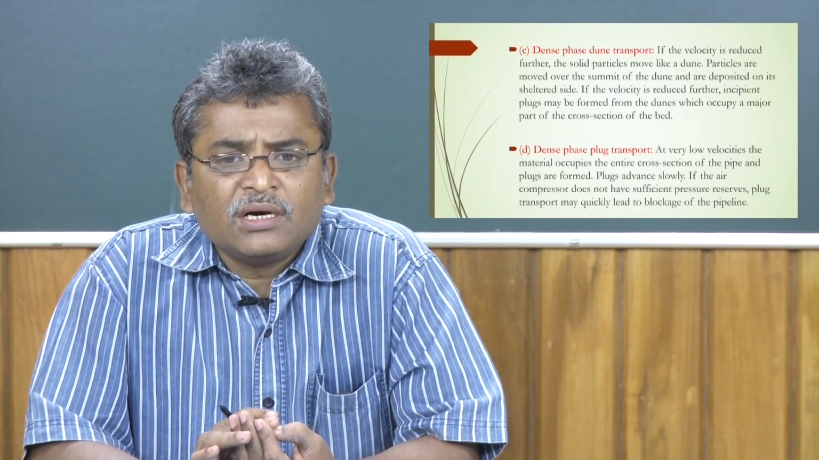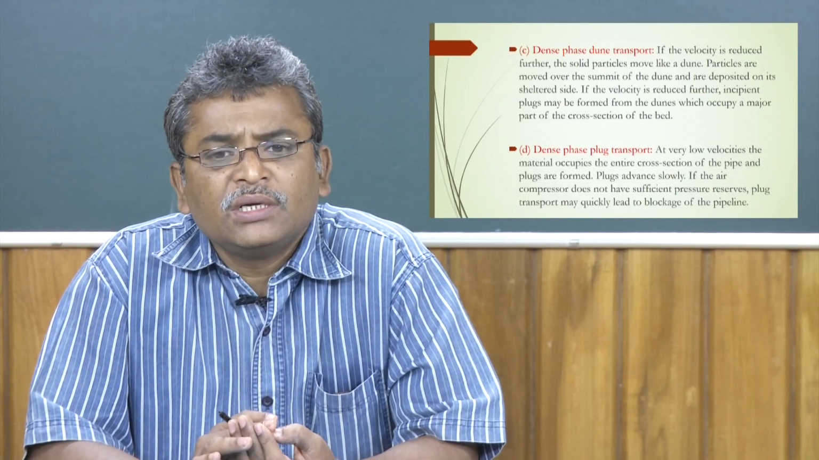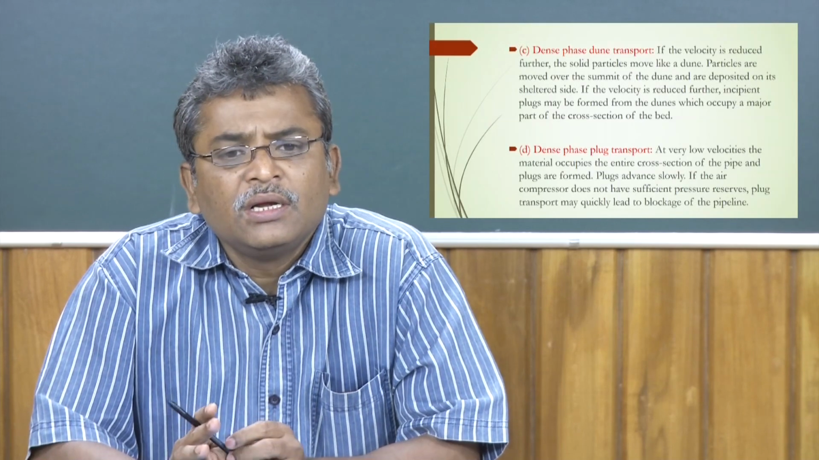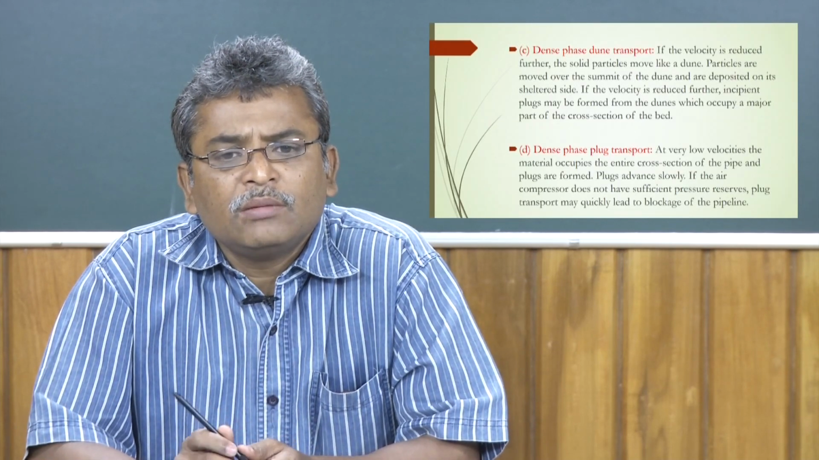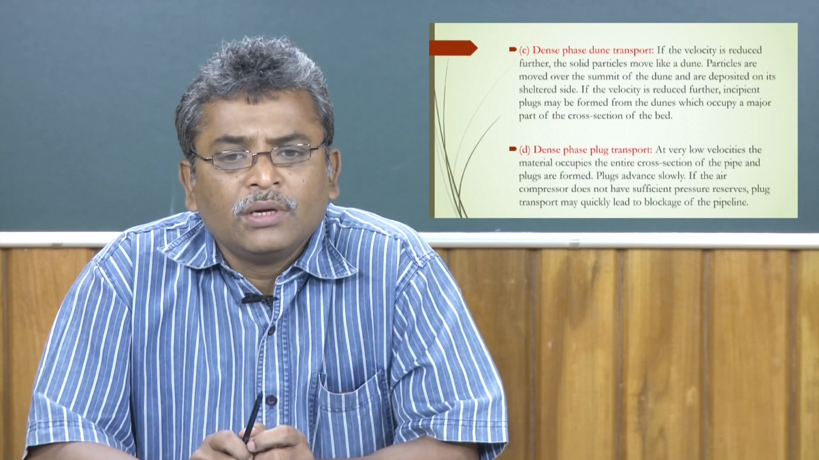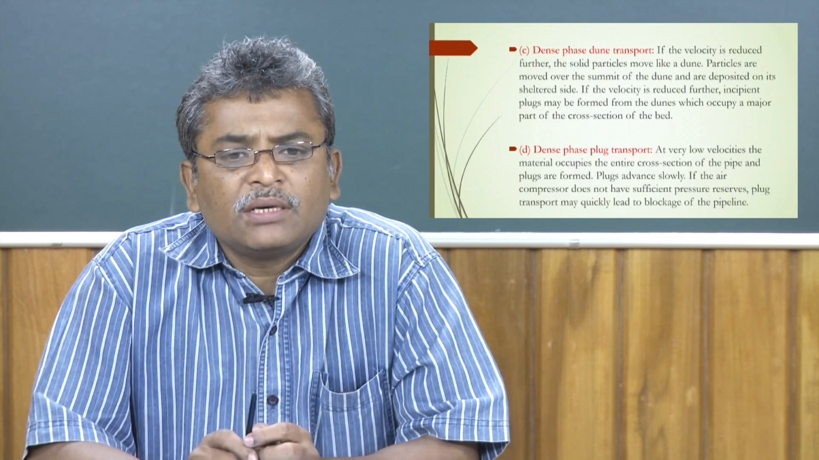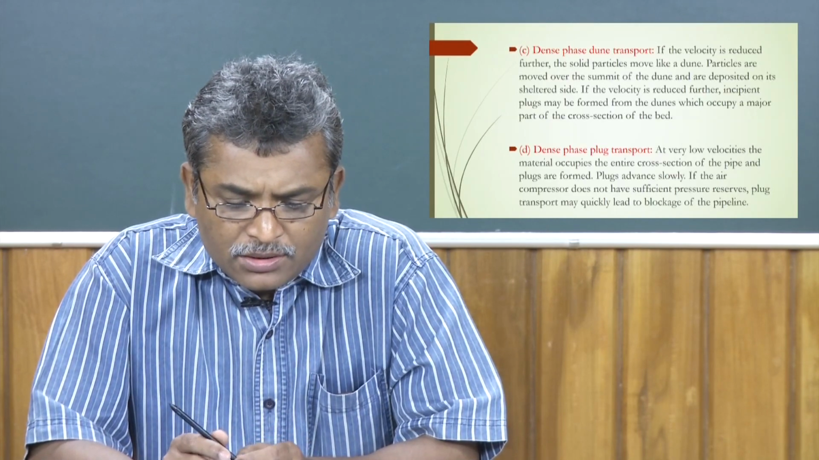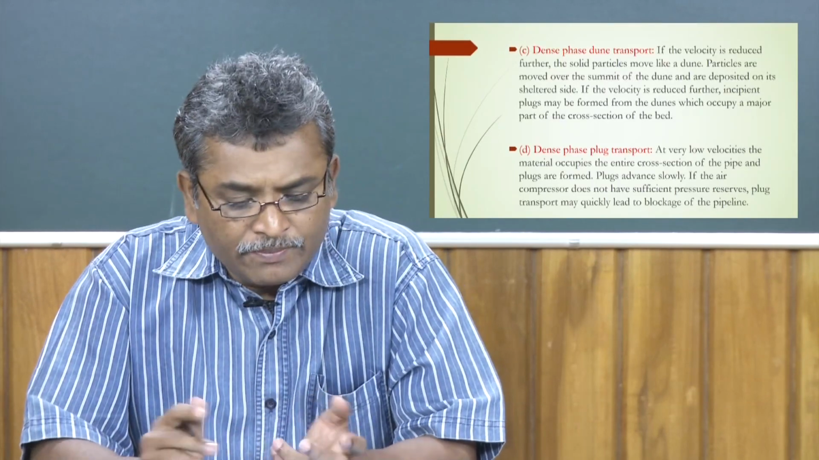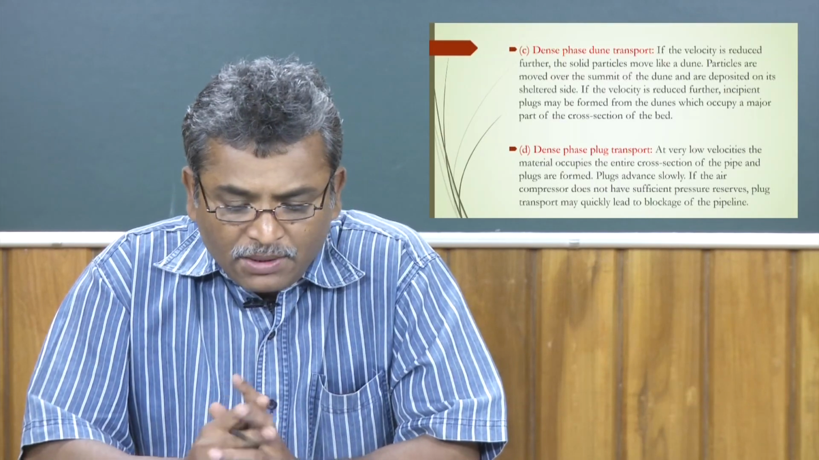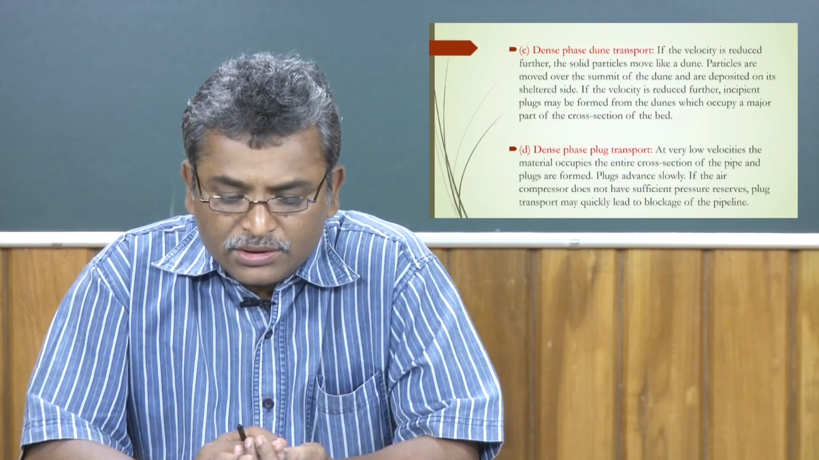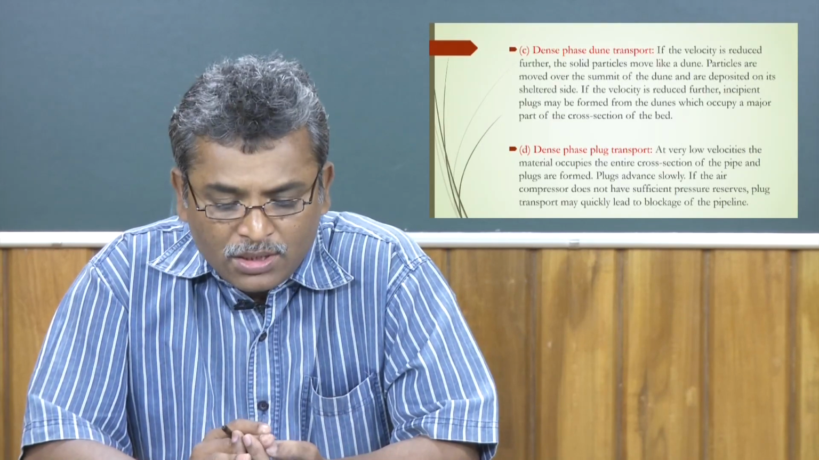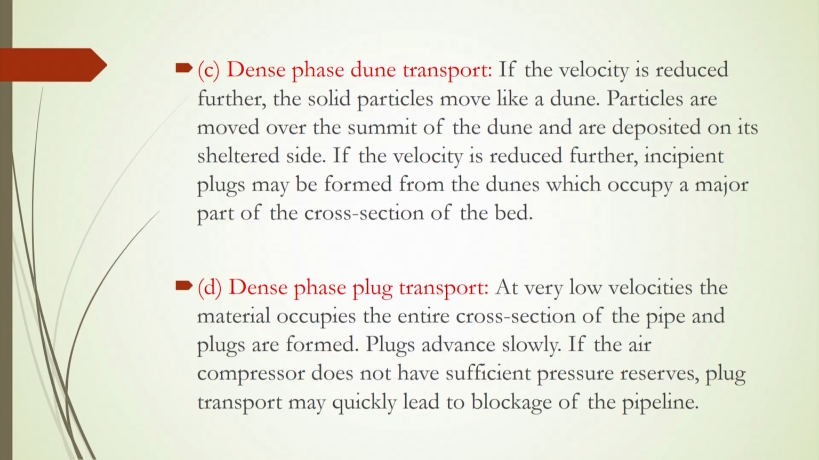Whereas in dense phase dune transport, if the velocity is reduced further, you will see the solid particles move like a dune, and particles are moved over the summit of the dune and are deposited on its sheltered side. If the velocity is reduced further, incipient plugs may be formed from the dunes, which occupy a major part of the cross section of the bed.